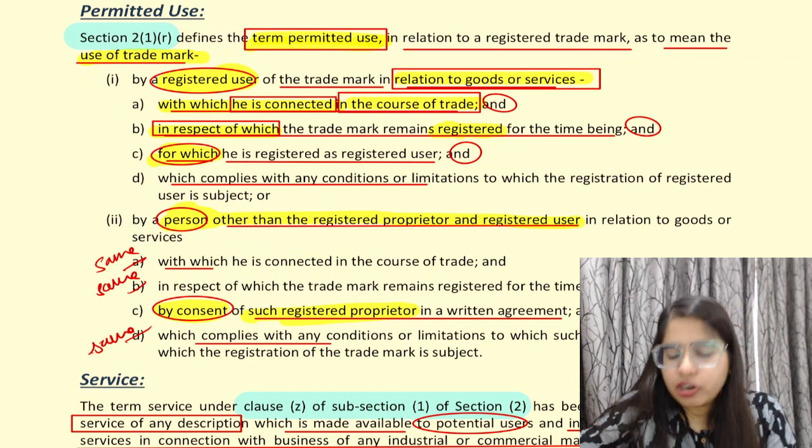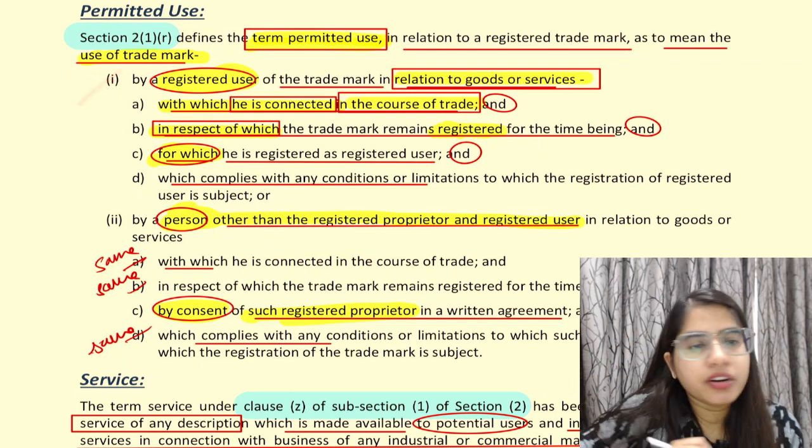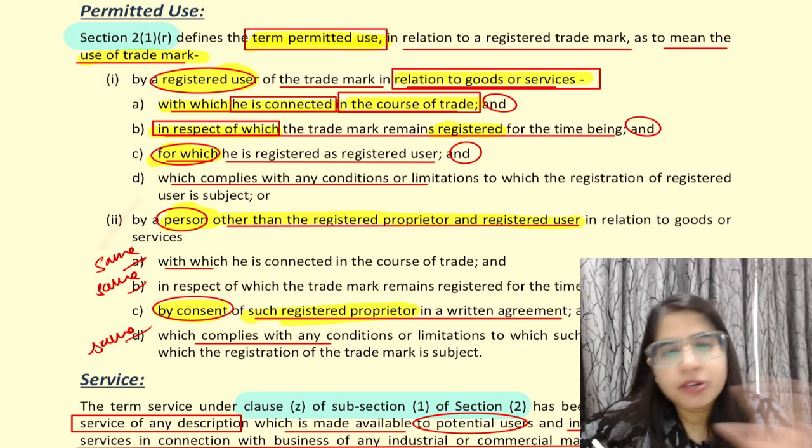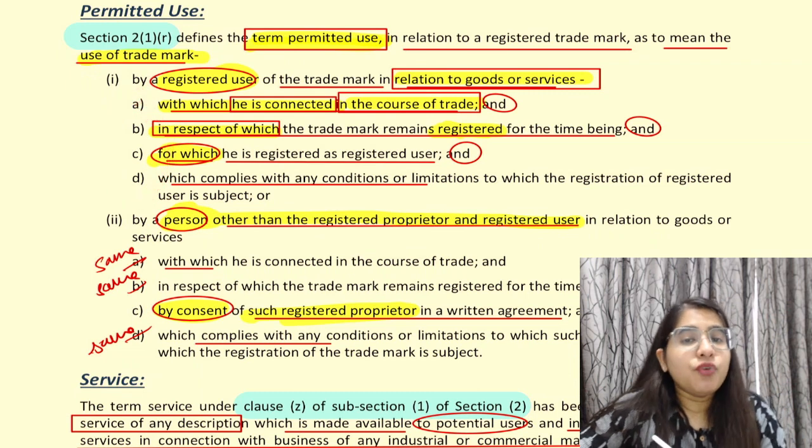Not very important, you can just go through this topic. Okay, so number one, the registered user can use it. Number two, any person other than the registered user can use it. Now, for what purpose? These four things you have to take care of.